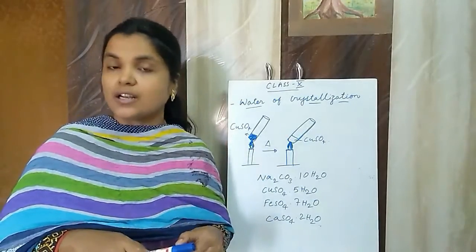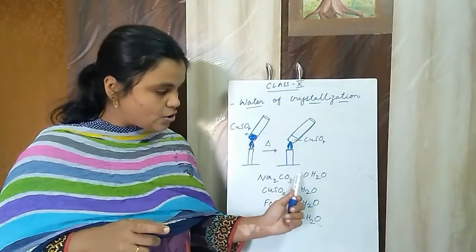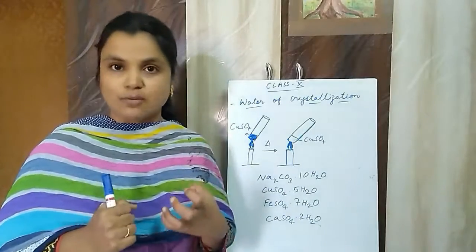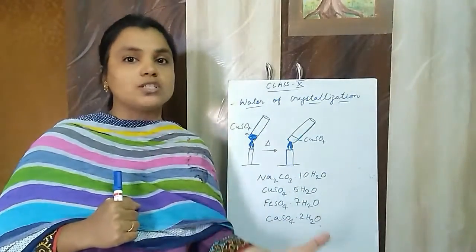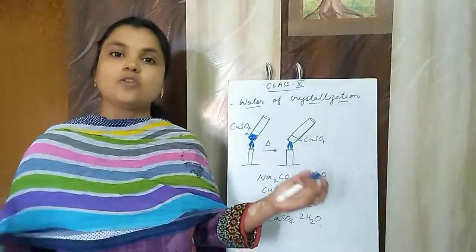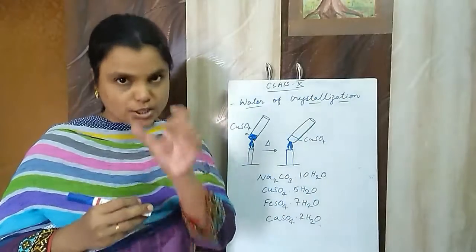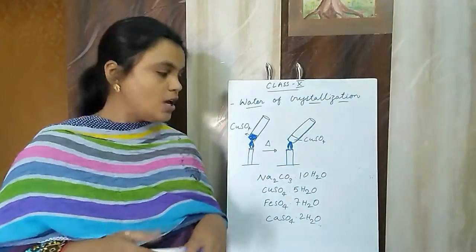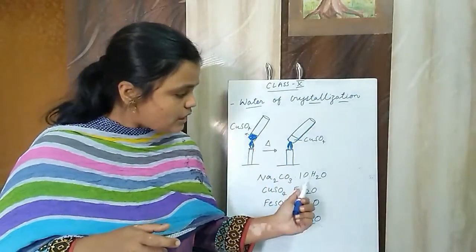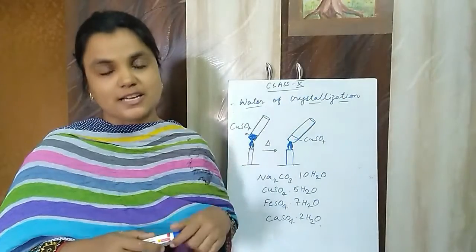Do you remember, children? What is the formula of washing soda? It is Na2CO3.10H2O. So what is this 10H2O? During its formation, it takes some water molecules along in its structure. So 10 water molecules also bind and they are a part of the formula unit of that compound. This is called washing soda. These 10 molecules of water are called water of crystallization.